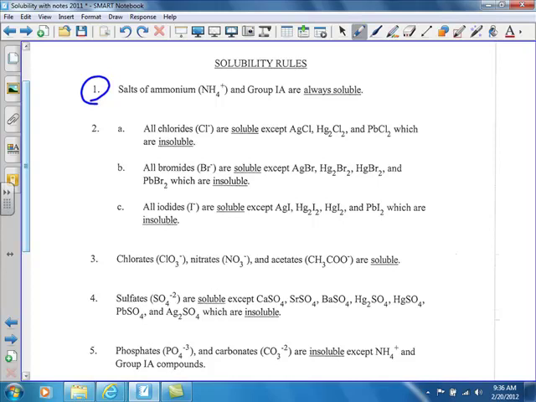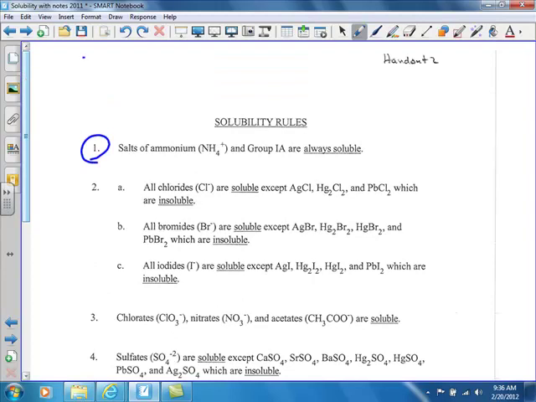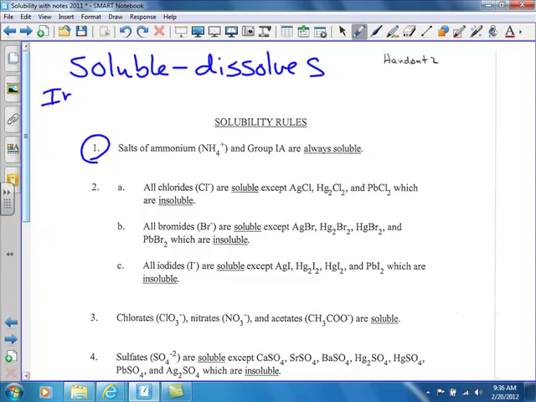Okay? Now, at the top of this, what I want you to write is soluble: dissolves. Okay, go ahead and write that at the top of this sheet. Insoluble: does not dissolve.